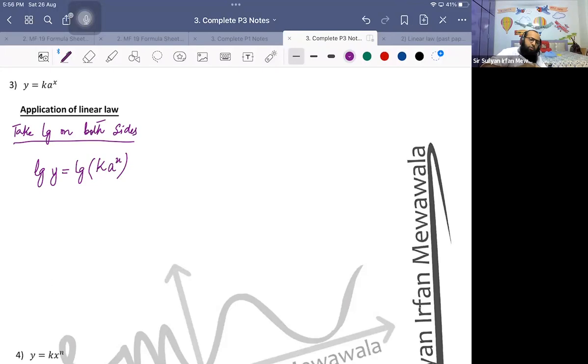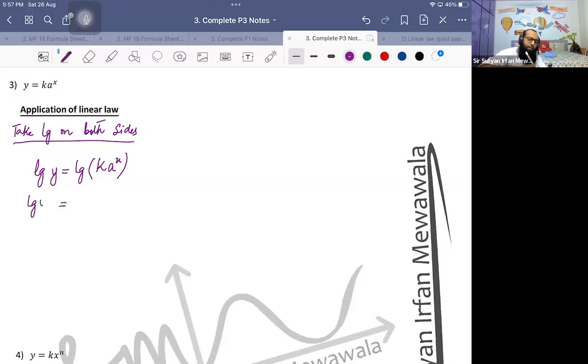KAX. Now we see that within the brackets there's a product of K and A power X. K is a separate term, A power X is a separate term. So A with the power, A is the base and the power is X. K is the base and the power is 1. So there are two terms, K and A power X. So this means there's a product. So we'll use product law.